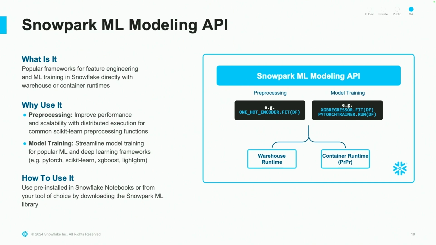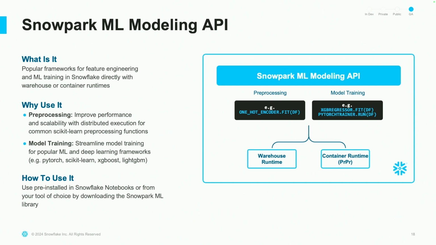So we have now added more features to our existing Snowpark ML modeling so that you can now run these scale-out training workflows also on the container runtime in addition to the warehouse runtime. Just for folks who have not seen Snowpark ML modeling before, Snowpark ML modeling is our developer toolkit that allows you to do pre-processing and training on all the popular frameworks, XGBoost, scikit-learn, and so on.